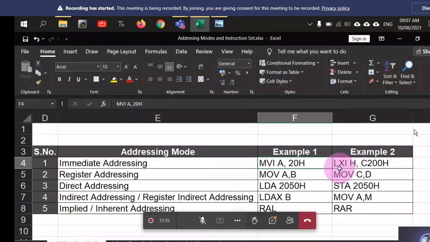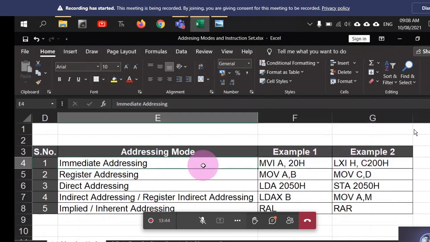Since it is a 16-bit command, H will be used with its pairing register, which is the L register. So LXI H, C200H will load the data C200H into the HL register pair, right? Here also the data that you see, C200H, is immediately available. So it's a 16-bit equivalent example of this command. That's what we mean by immediate addressing mode.